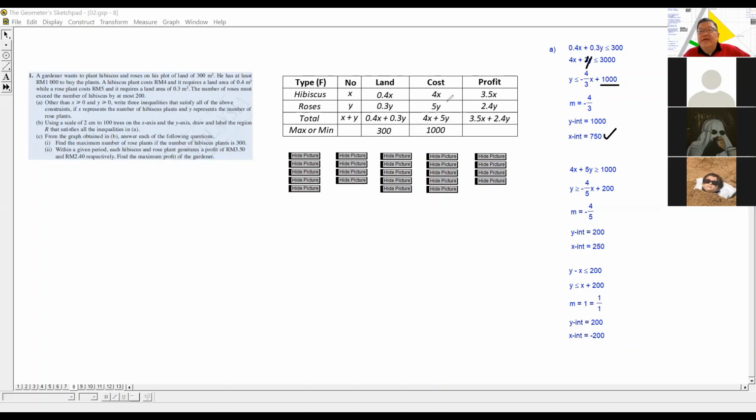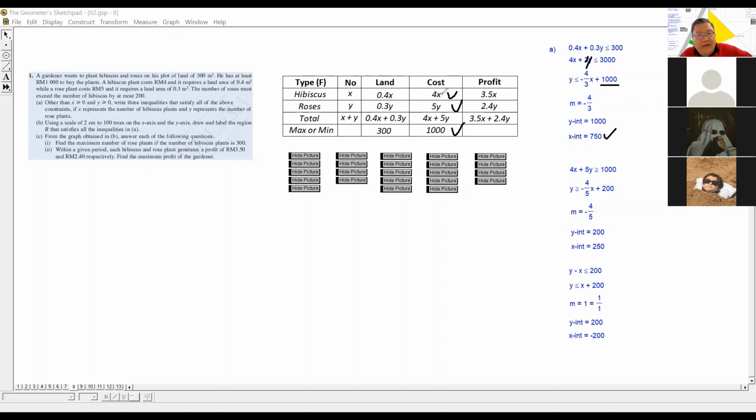Then the next equation is the cost. The cost must be more than 1000 ringgit. So you must make sure that here is ringgit, here ringgit, and here also ringgit. The unit must be consistent. If this one is in cent, 4 cent or 40 cent, 50 cent like that, you have to change to ringgit to make it consistent with the 1000 here. If you don't do like that, the whole question is wrong. You have to be very careful, you know.